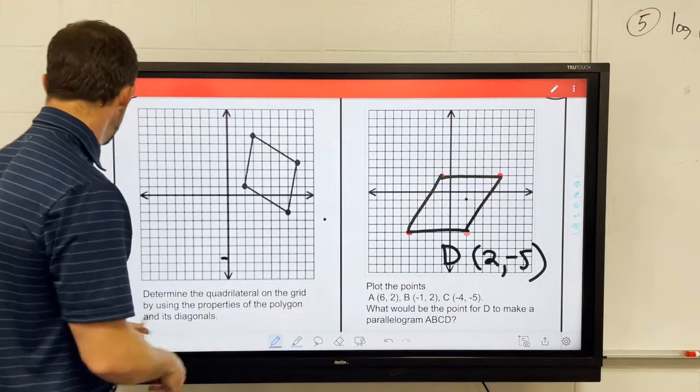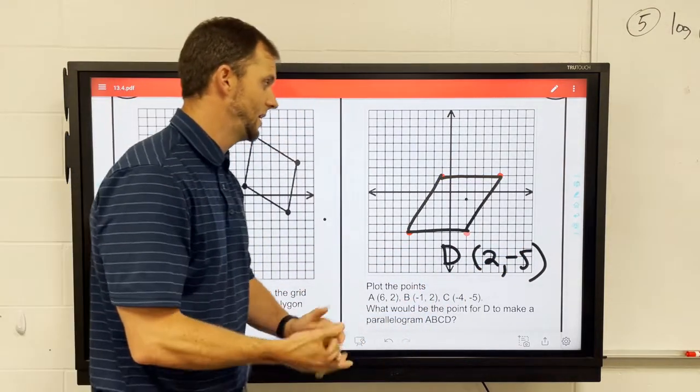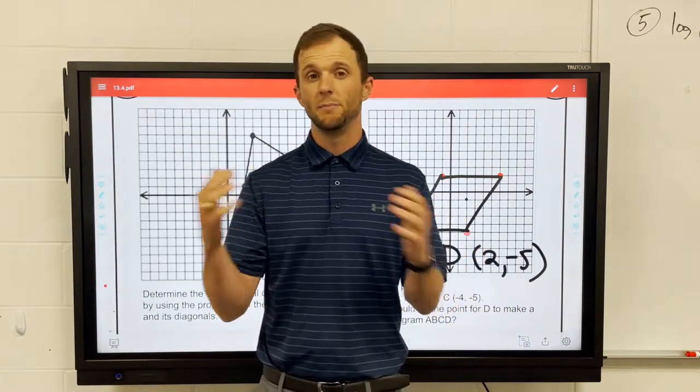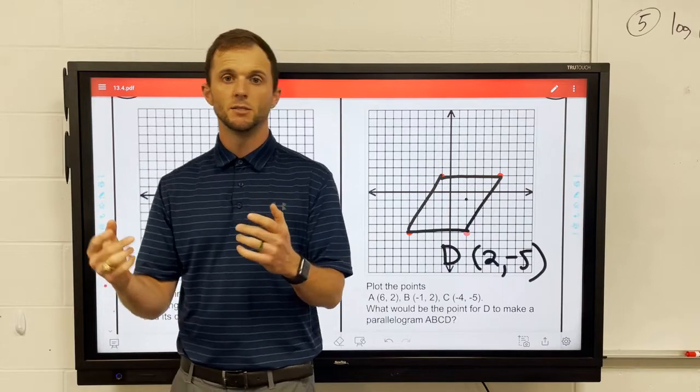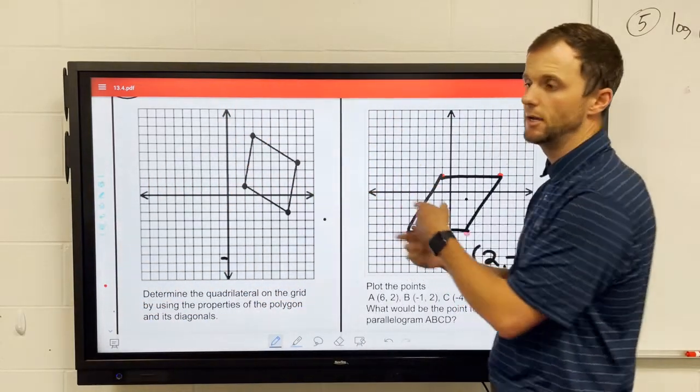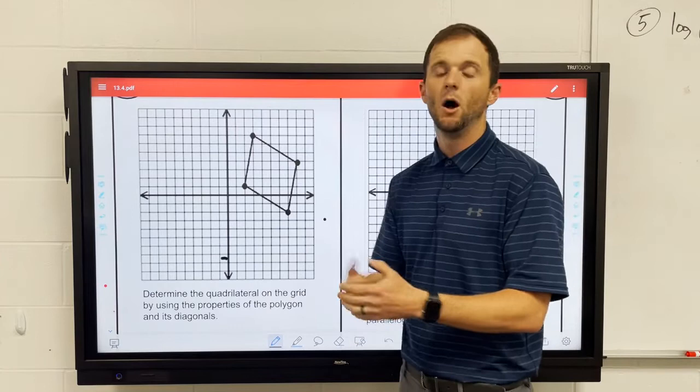So ladies and gentlemen, again, on your skill check, you're going to be taking this information and you're going to be comparing the slopes of both sides and the distances of both sides. You're going to be using these formulas to try and determine what shapes you're actually given on the coordinate grid.